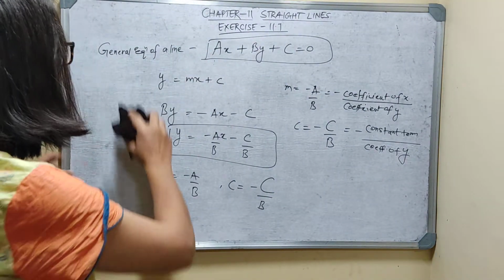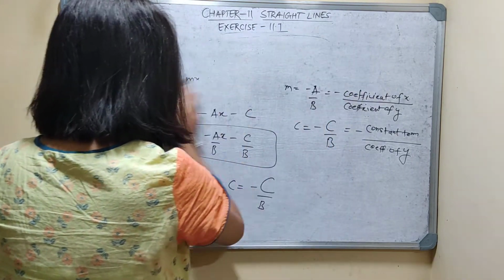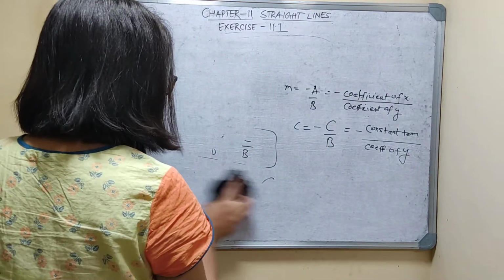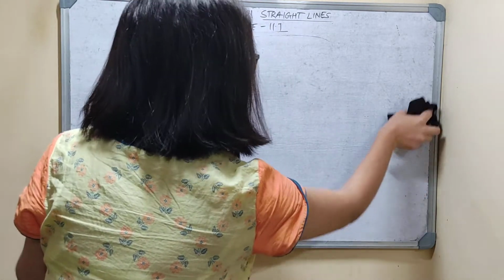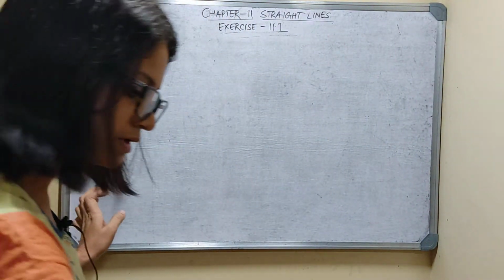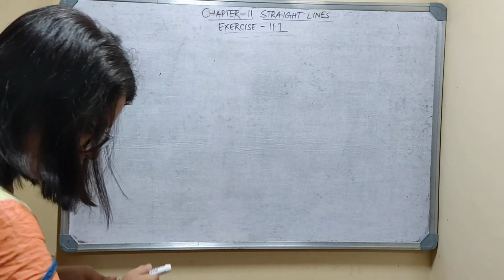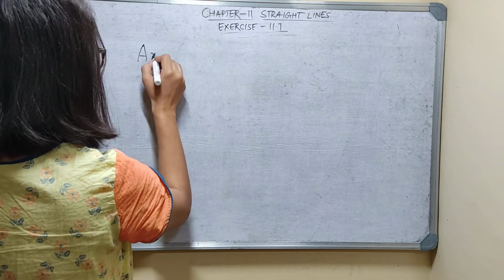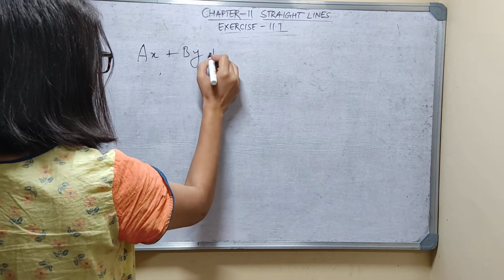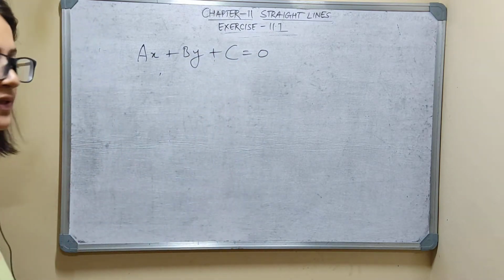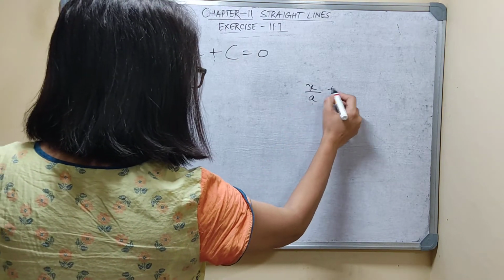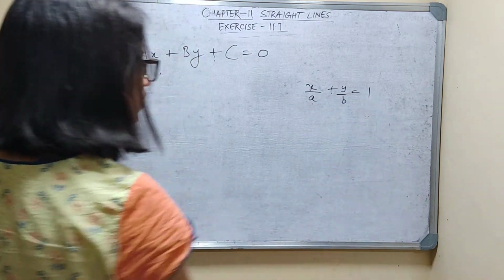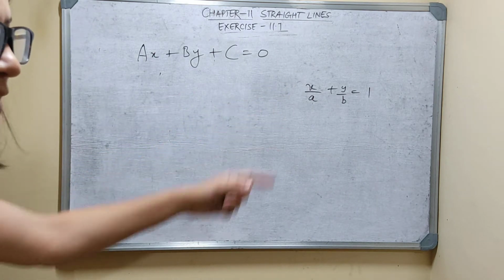Now reduce the general equation to the intercept form. This is the equation ax plus by plus c is equal to 0. You have to reduce it to the intercept form. What is the intercept form? x upon a plus y upon b is equal to 1. It means you need 1 on that side.